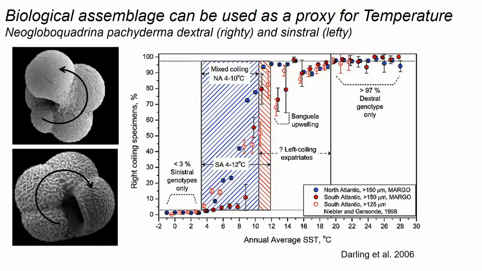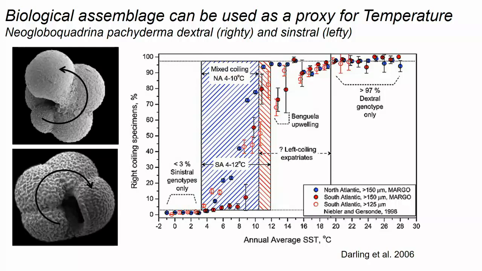But anyway, there's this particular Neoglobuquadrina pachyderma that's really not worth learning. And it has two versions. Okay, so it has a version that likes to coil its shell up this way and another one that likes to do it this way. So it has a lefty coiling and a righty coiling version.